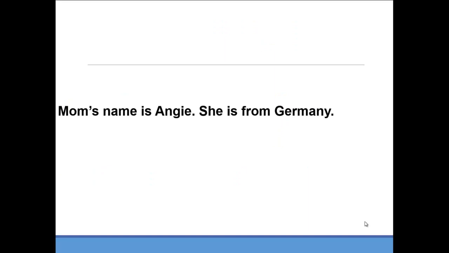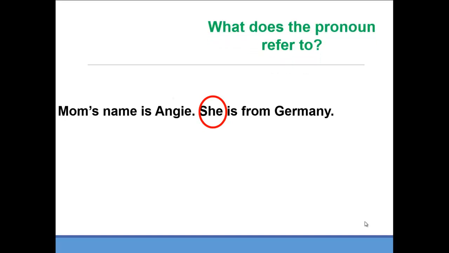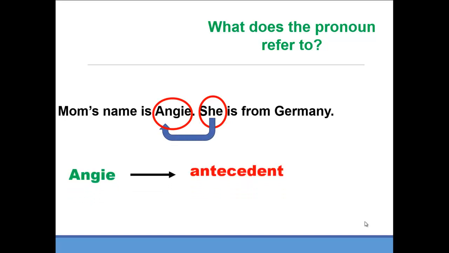Mom's name is Angie. She's from Germany. What pronoun do we have in the sentence? We have the pronoun she. What does it refer to? It refers to Angie. So what do I call the noun Angie? I call it the antecedent.